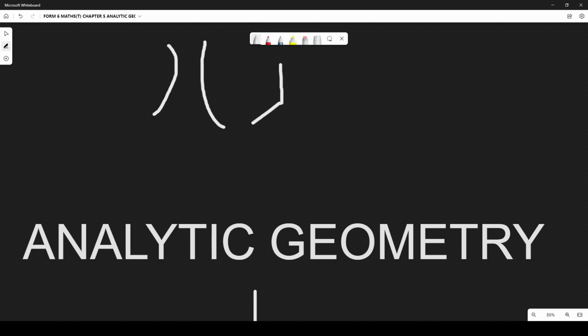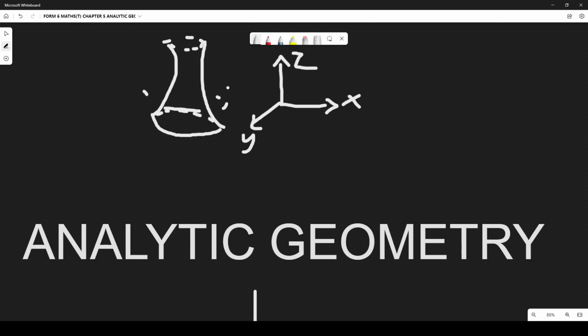Okay, so this is a three-dimensional shape. You have your x, y, and z. But we will look at these in a two-dimensional line. So this could be a three-dimensional thing. We're going to cut them in two dimensions, so we're going to look at how they will look in segments.